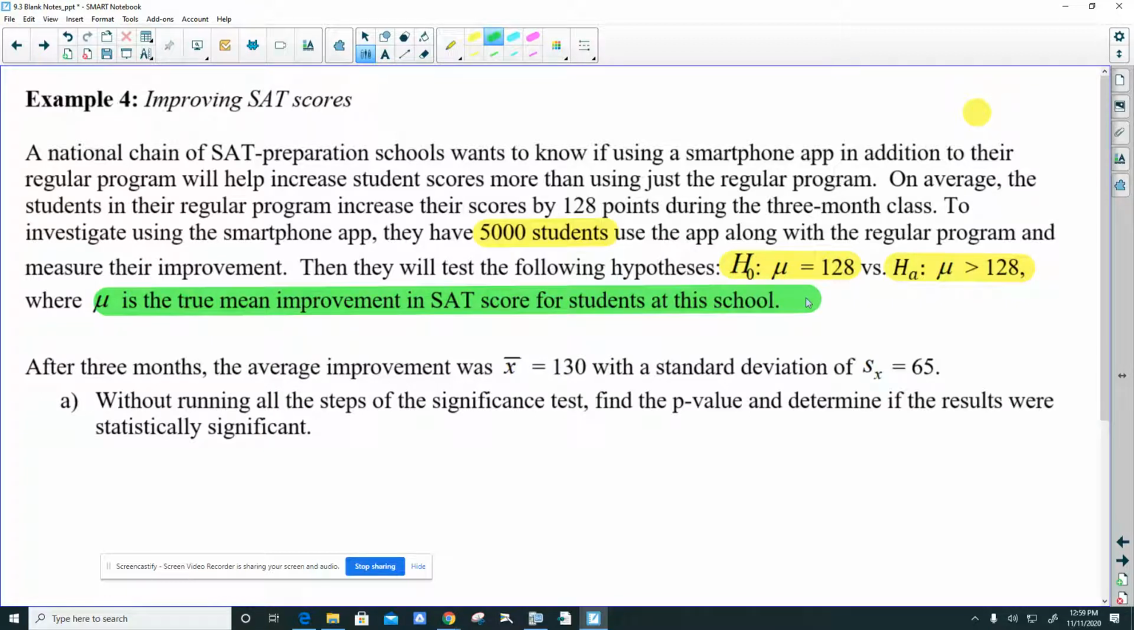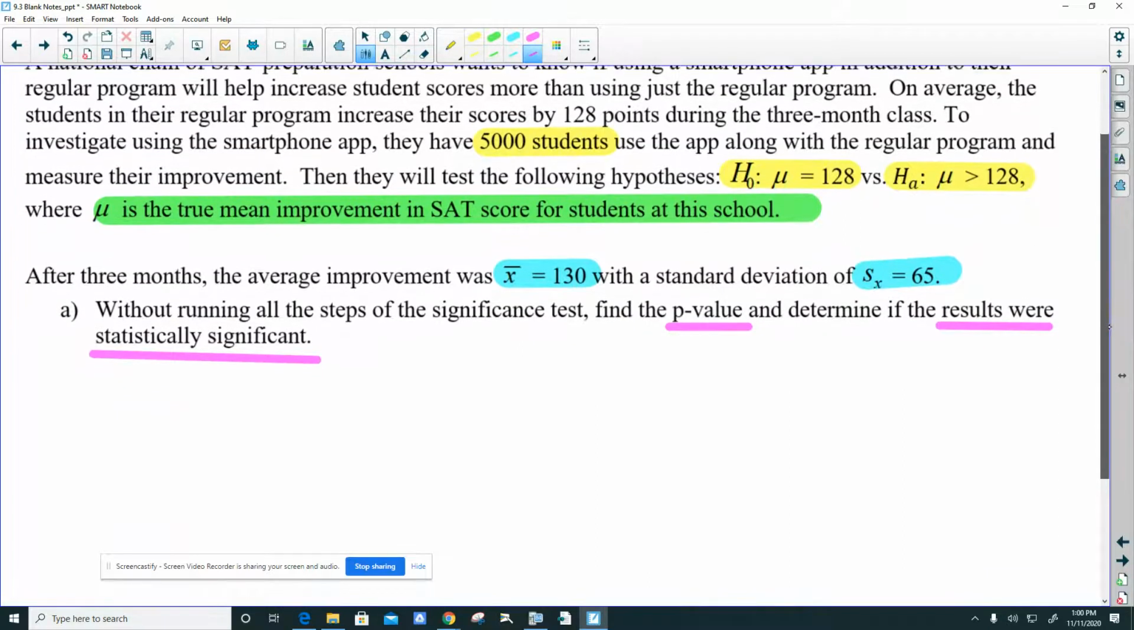After 3 months, the average improvement, this is just from a sample here, x bar, is 130. The standard deviation of that sample, 65. Now it says here, without running all the steps of a significance test, they're asking us to find the p-value. We know that's what we use to compare to our alpha level, and that helps us make our decision whether we're going to reject the null hypothesis or fail to reject it. And then we want to use that conclusion to determine whether we think our results are statistically significant or not.